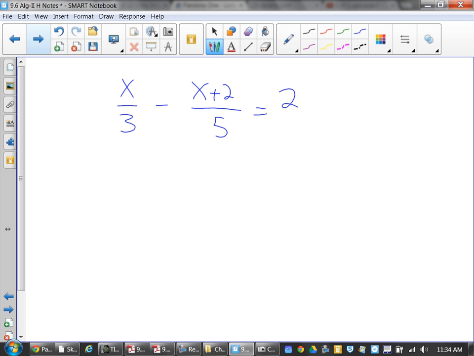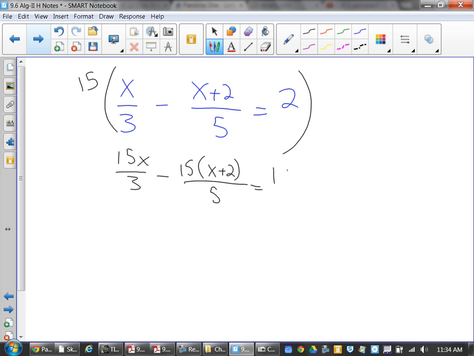All right. So here we've got x over 3 minus x plus 2 over 5 equals 2. I want to get rid of the fractions. The least common denominator of a 3 and a 5 is 15. So if I set this up by multiplying everything here by 15, I get 15x over 3 minus 15 times the quantity x plus 2 over 5 equals 15 times 2. I have that 15 distributed to every single term in the entire equation. Therefore, everything is balanced. What I've done to one side, I had to do to the other.